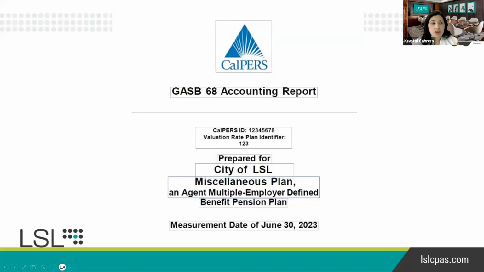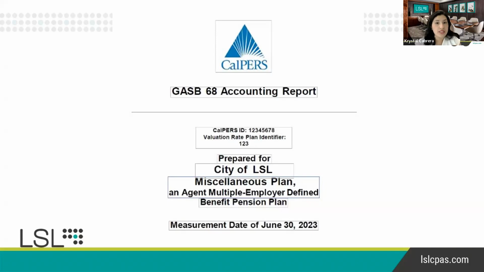So I also want to give an example or a breakdown of the differences between the agent multiple and the cost sharing, because I do get a lot of questions on those and what the difference is. A lot of people don't really know there's a difference or what the difference is, but they just know this is what my plan falls under, right? So with an agent multiple employer plan, you have all of your plan assets and you're going to pool those inside of CalPERS, for example. All of your investments are pooled in there for investment purposes. However, those individual assets can only be used for your city.